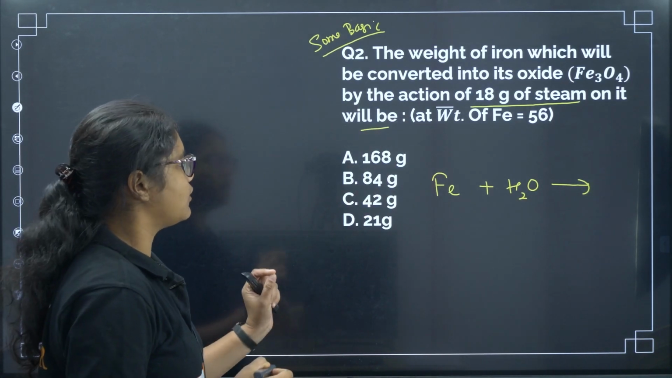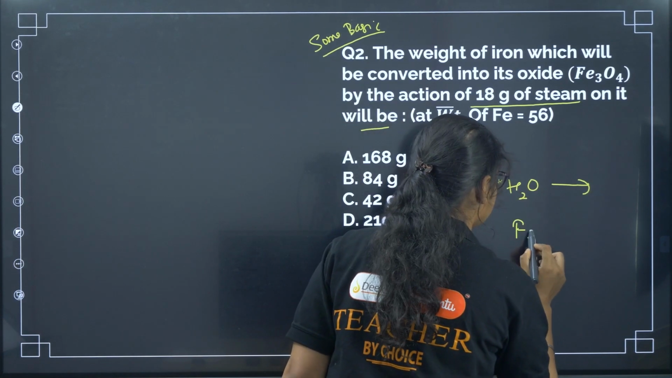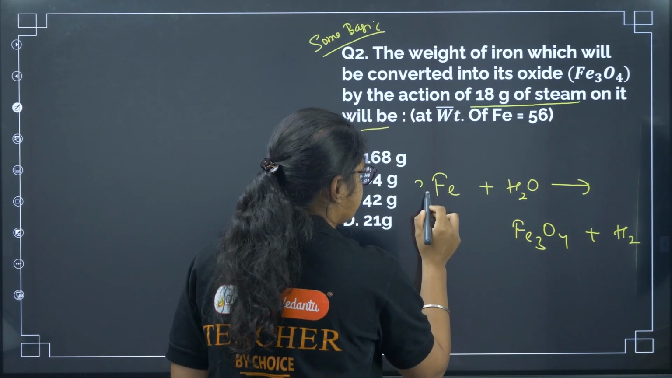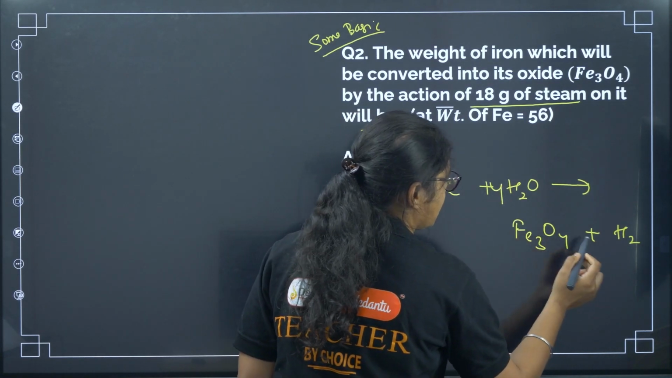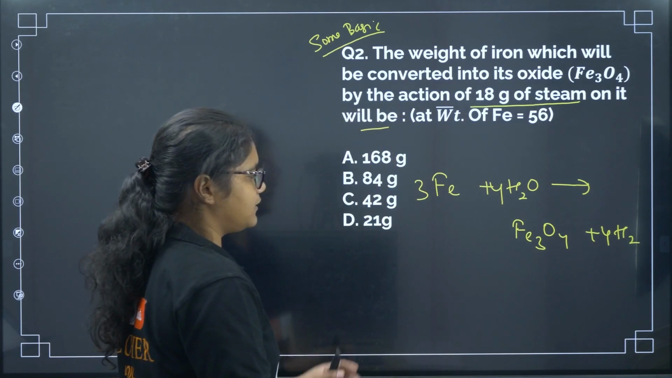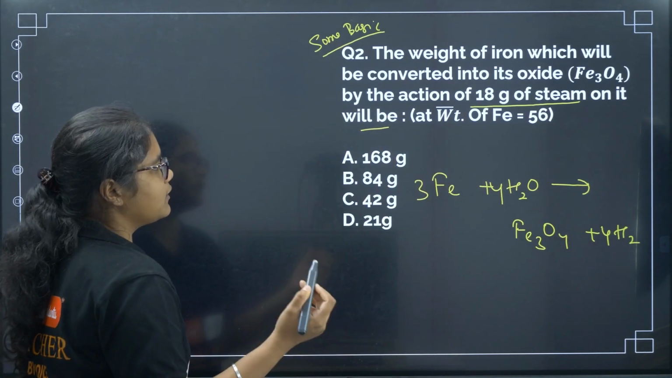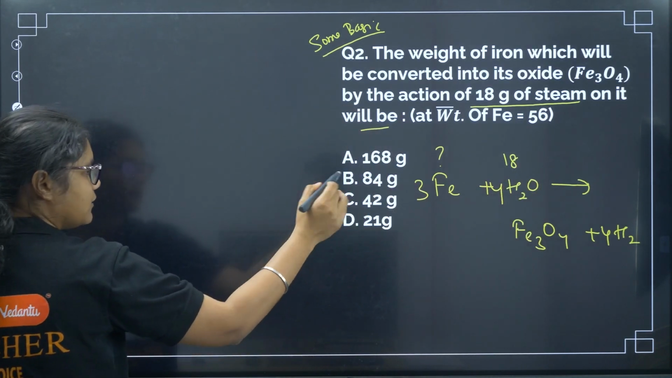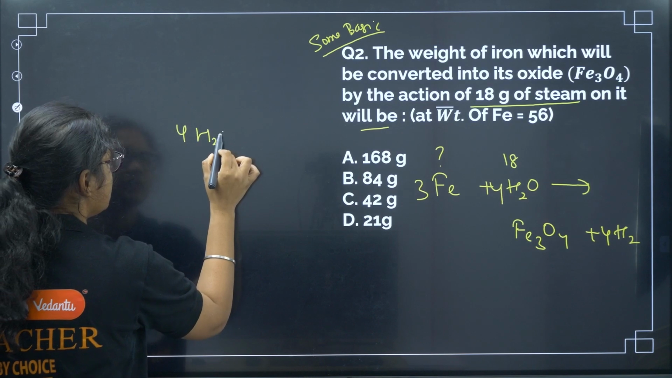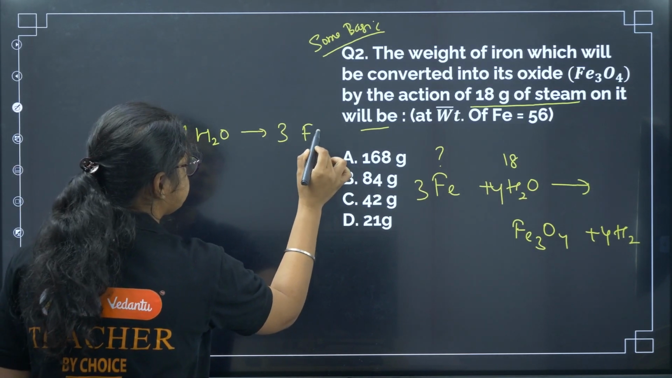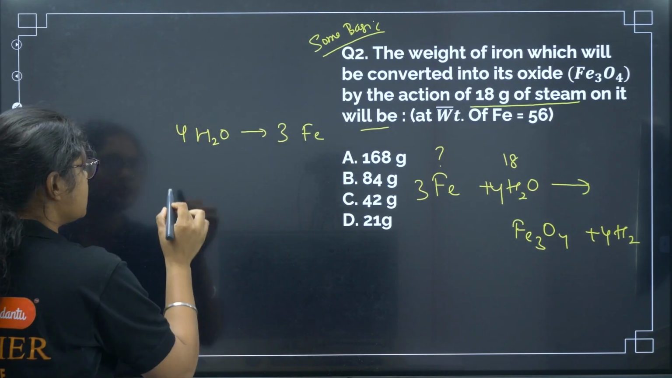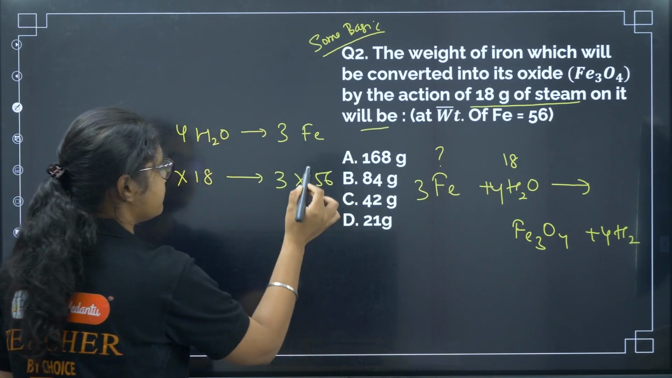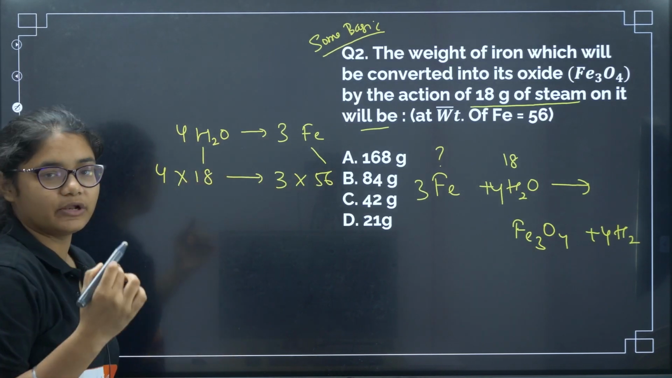If iron is reacting with water and the product is Fe3O4, the other byproduct must be hydrogen to balance it. So now I can have 3 Fe here, and we have 4 H2O, and then 4 H2. The reaction is balanced now. The question asks how much iron will react with 18 gram of water. According to the balanced equation, 4 moles of water react with 3 moles of Fe. In terms of mass, 4 into 18 gram reacts with 3 into 56 gram. 56 is the molar mass of iron, 18 is the molar mass of water.